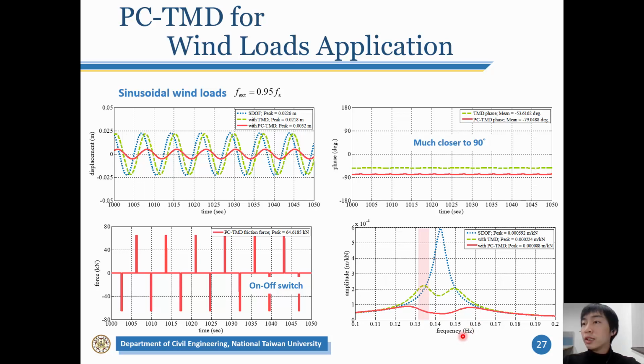If the external force frequency is a little bit lower than the natural frequency of the structure, the traditional tuned mass damper loses its performance, and its phase is far from 90 degrees. But if using the phase control tuned mass damper, the phase can be controlled to be close to 90 degrees. So the phase control tuned mass damper still has good performance to reduce the structural vibration.